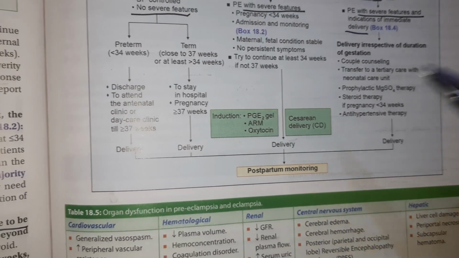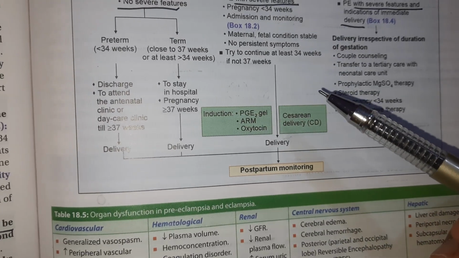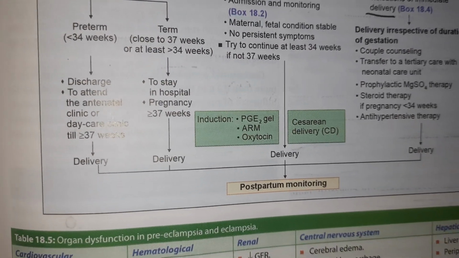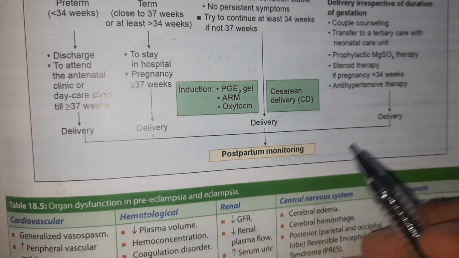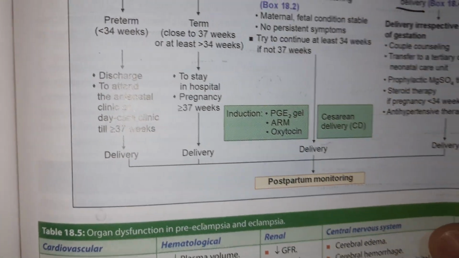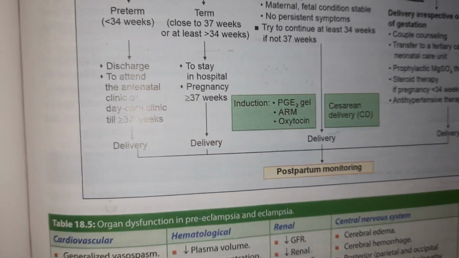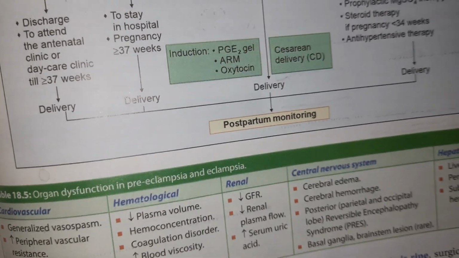And for cesarean section, the indications are when urgent termination is indicated and the cervix is unfavorable. And with an unripe cervix, if there is severe preeclampsia and very much complicating factors, then we have to do the cesarean section. After we do the delivery, we have to do the postpartum monitoring, and this is the management.